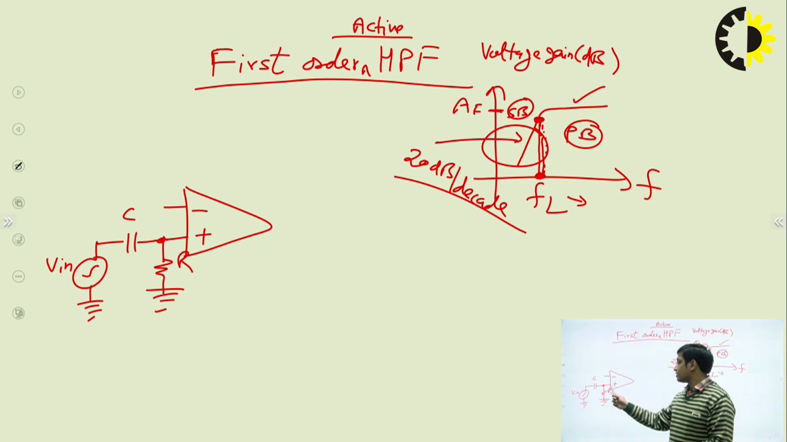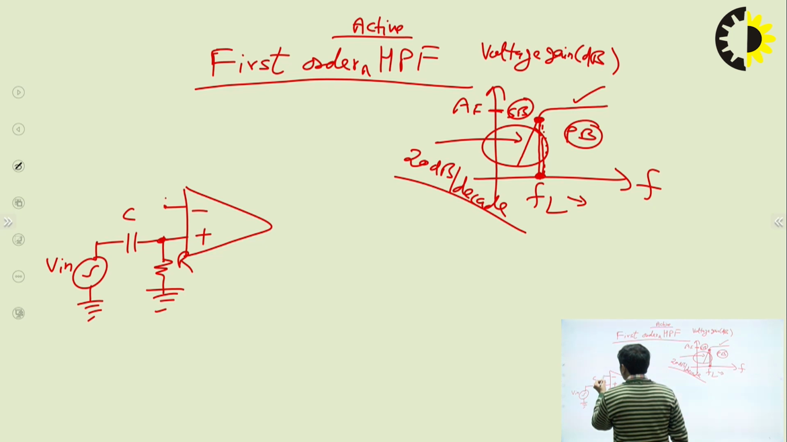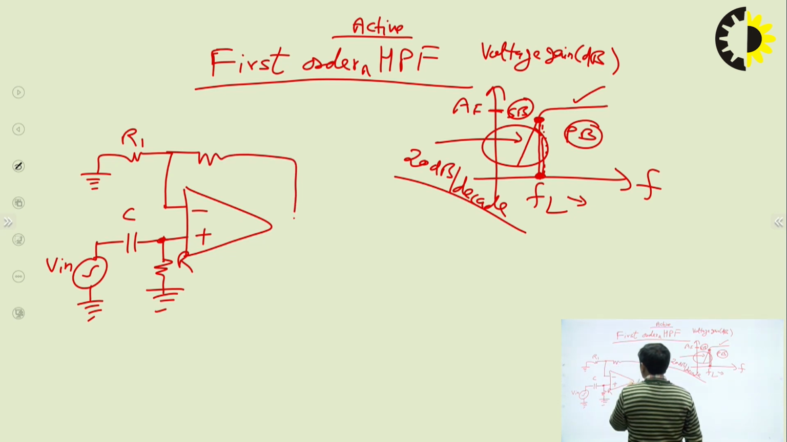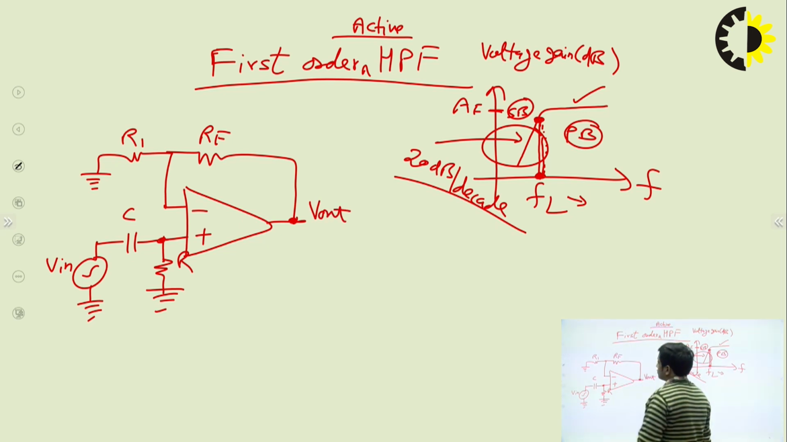So the function of this C and R is to provide the filter function. Filter function means high pass function. And to get the gain, at the inverting terminal we connect two resistors, one is R1 and another one is RF, that is connected in the negative feedback path, and the output is V out. So this is the circuit of the first order high pass filter.